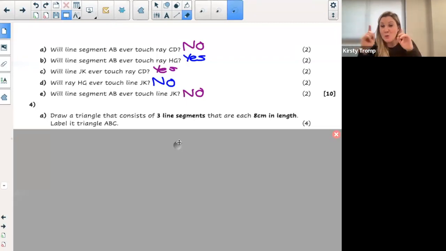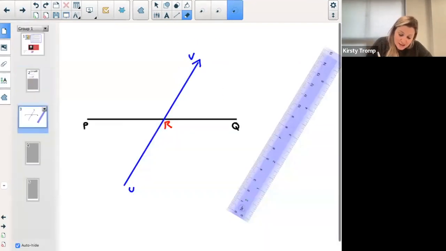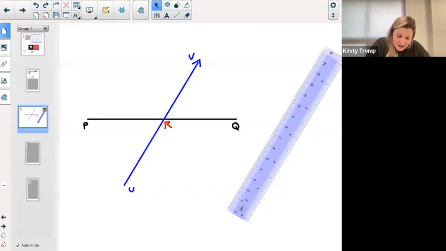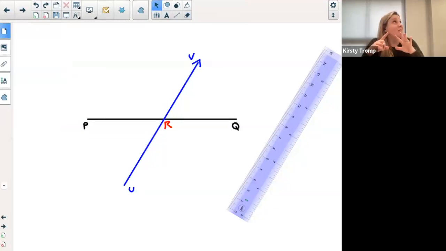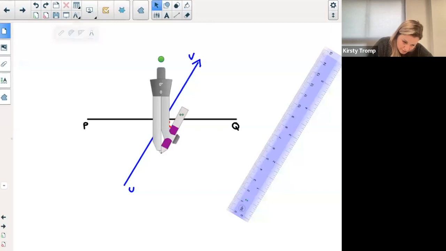Okay, so what you're going to need is the following. You're going to need your ruler. All right, so grab your ruler, and you're going to need your compass. That's the thing that makes a circle. Go grab your ruler and go grab your compass. I'm going to show you tonight how to draw this triangle in a different way. Okay. I'm going to go grab mine.